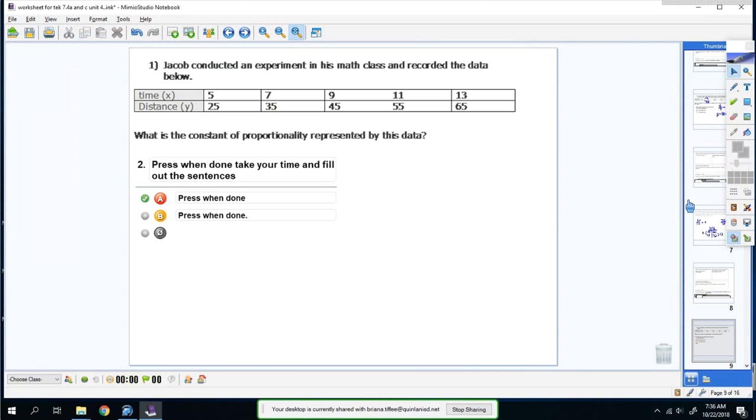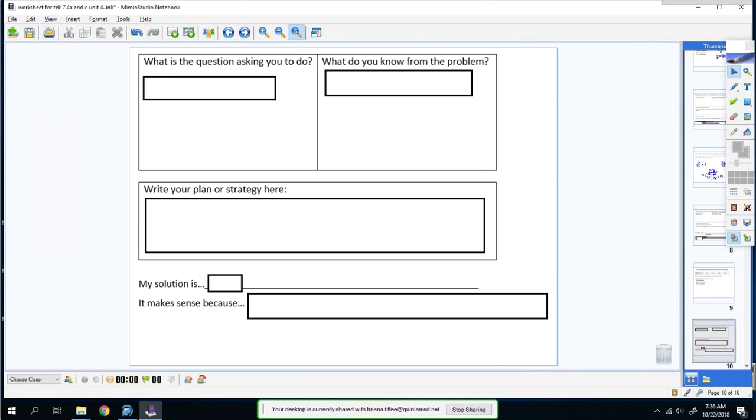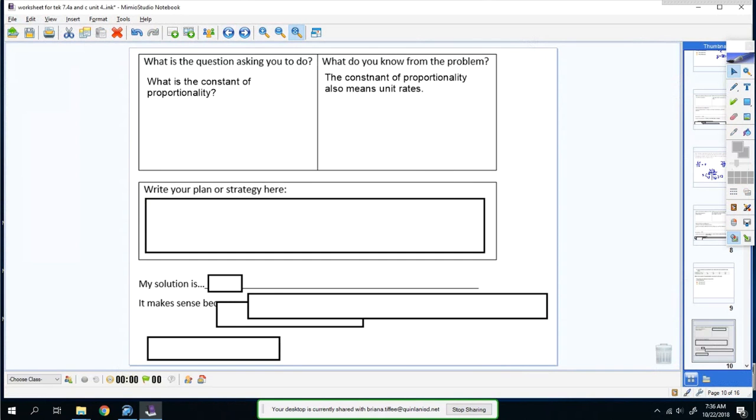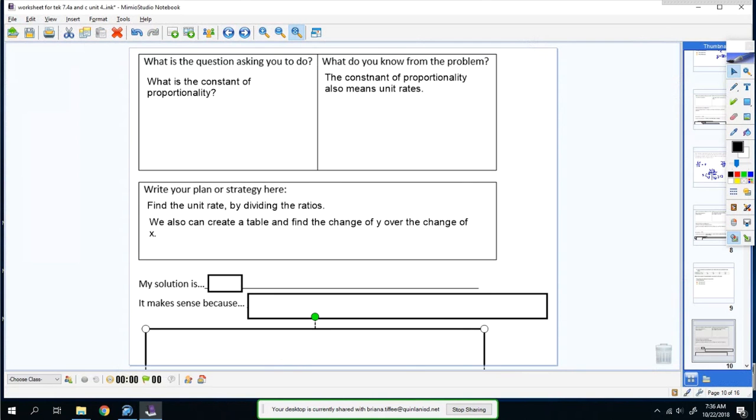Jacob conducted an experiment in his math class and recorded the data below. What's the constant of proportionality represented in this data? Okay, same idea. What's this question asking you to do? What is a constant of proportionality? What do you know from this problem? The constant of proportionality also means unit rate. Write your plan of strategy. Find the unit rate by dividing the ratios. We can also create a table and find the change of y over the change of x.